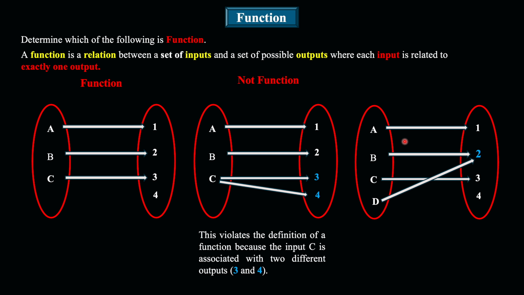Okay, let's see this one. A is the input, so it is related exactly with one output. B is the input, is related exactly one output. C the same, D the same. So this does not violate the definition of function. Okay, so each input is related exactly one output. It can be the same output also with like B and D, but this does not violate the definition of function. Okay, so this is a function.